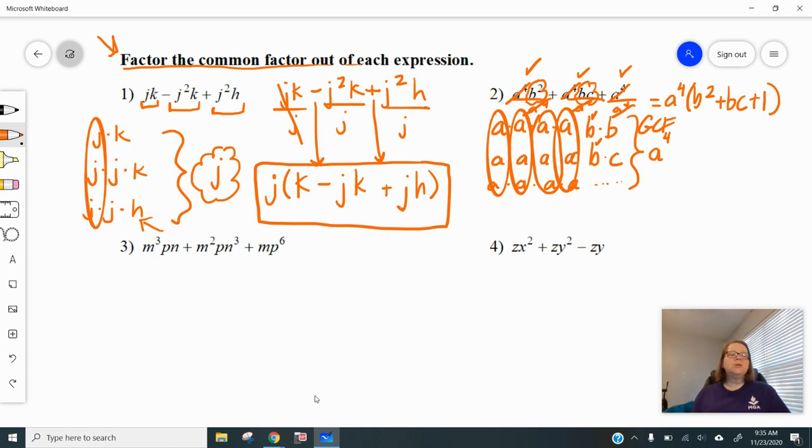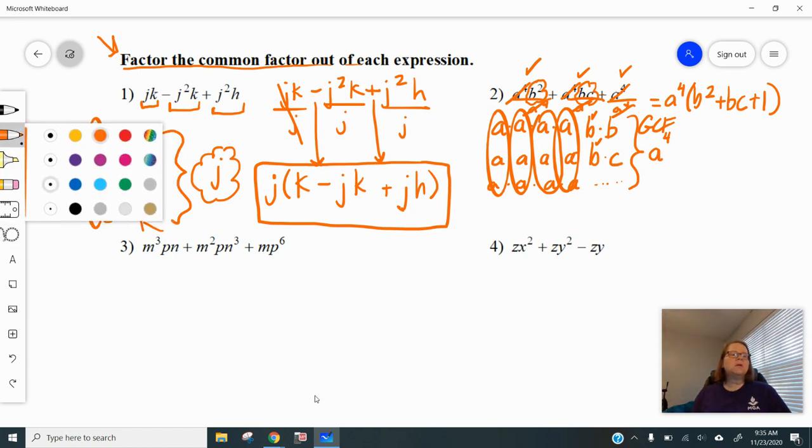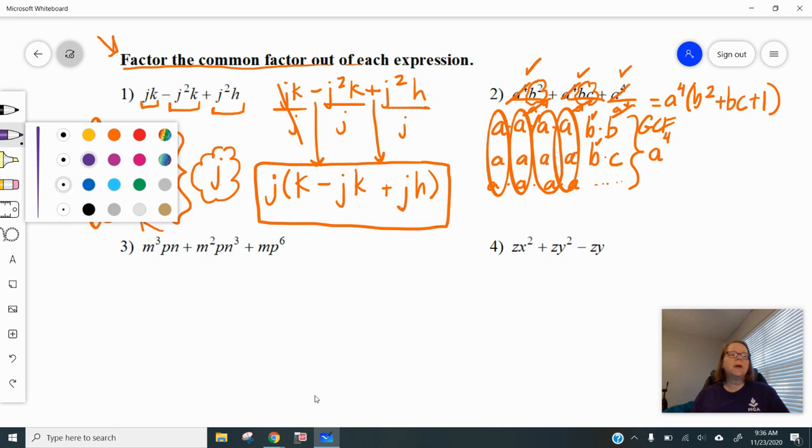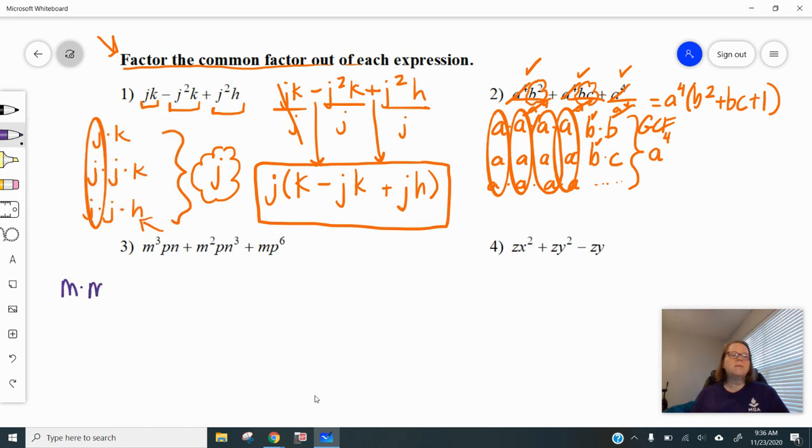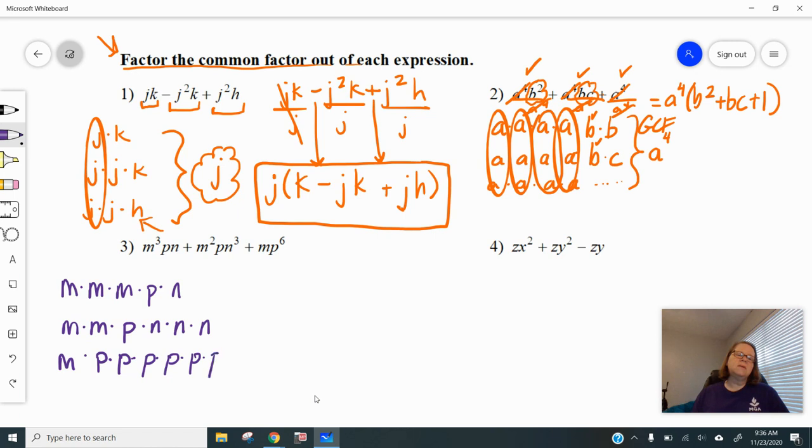Okay, so let's do the process one more time. Let's change colors just for funsies. Okay, so m to the third. So I'm going to write m times m, and then a p, and then an n. And then m squared is going to be 2 of them, 2 of the m's, and then a p, and then n to the third. So n, n, n. Okay, and then an m, and then it's p to the 6th. So p, 1, 2, 3, 4, 5, 6.